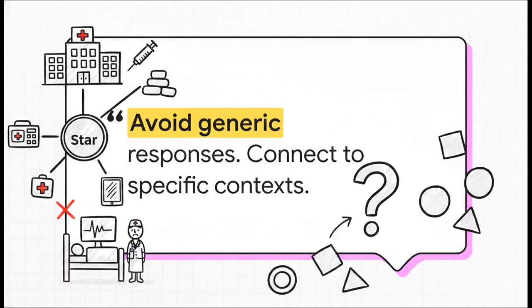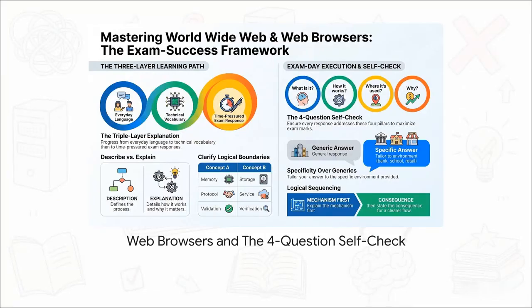Listen to the specific examiner feedback, guys, because it is absolutely vital. You will lose marks if you just recite textbook definitions of a star topology. If the exam asks about a hospital network, you have to apply the hardware mechanism to that specific scenario. Explain why isolated failures matter in a hospital ward, rather than just stating generic facts. You have to connect the dots for them. This 4-question self-check framework actually forces you to tailor those answers perfectly.